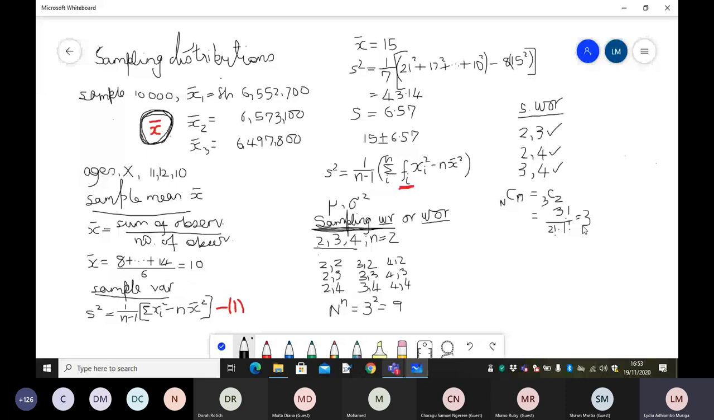Okay, now let us look at an example whereby we will draw samples and then we get the sampling distribution of the sample means. Yeah, so let's look at the next example.